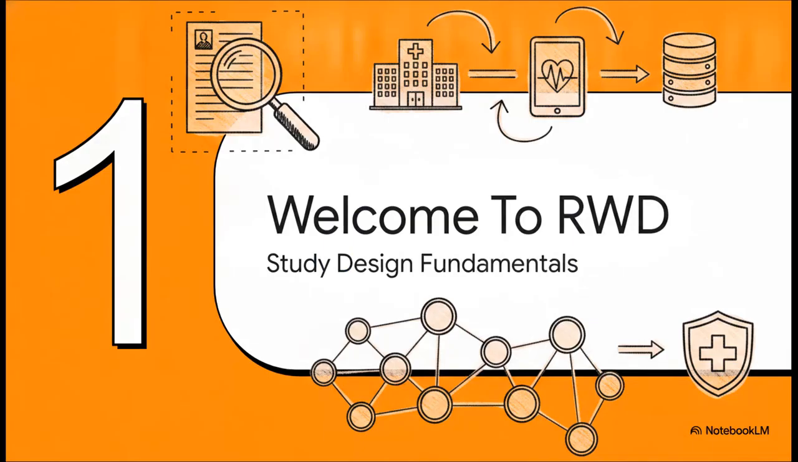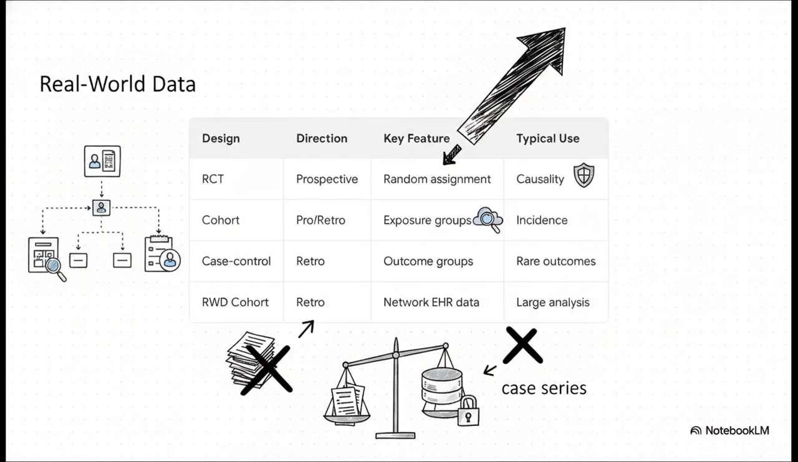Okay, Section 1. Welcome to real-world data, the fundamentals of study design. When you look at the landscape of common study designs, you'll notice that real-world data studies generally sit right at the cohort study level. This means they're definitely stronger than a simple case series. But because the investigator isn't actively assigning an intervention, they lack the true randomization of a clinical trial.